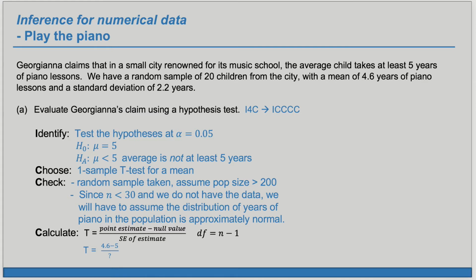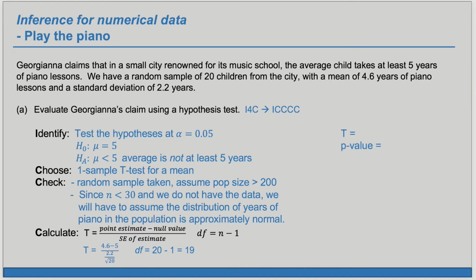And now we need the standard error of x bar. If we don't remember what that looks like, we can look it up. So here we see that the standard error of x bar is s over the square root of n. So s, our sample standard deviation, is given as 2.2 over the square root of the sample size. So that's over the square root of 20. The degrees of freedom is the sample size minus 1. So that's 20 minus 1 is 19.